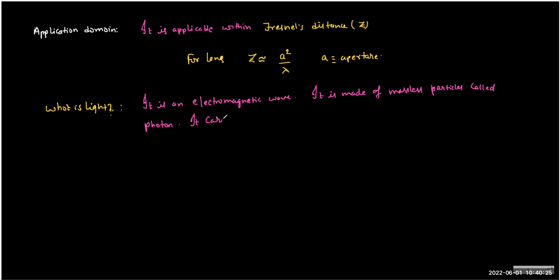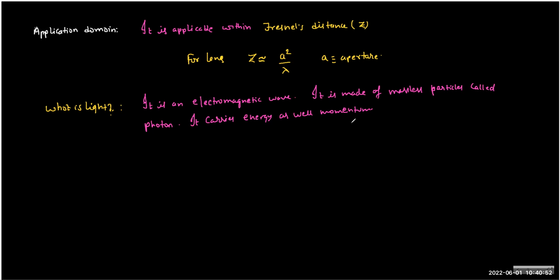It carries energy as well as momentum. So this is some of the properties of light. So it's an electromagnetic wave. It is made of massless particles called photons.